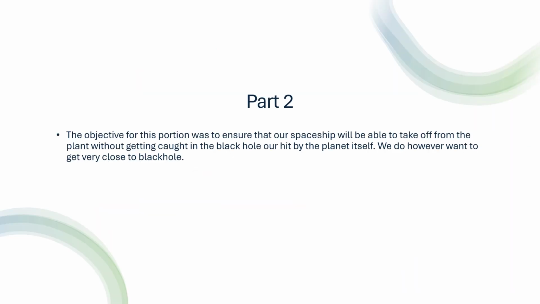So our objective for part two is to have a successful takeoff, which means our spaceship goes off the planet, doesn't hit the planet again, and also doesn't get sucked up into the black hole. However, we do want to get kind of close. I don't know if that's for the views or not, but we want to get close without touching either the planet or the black hole.